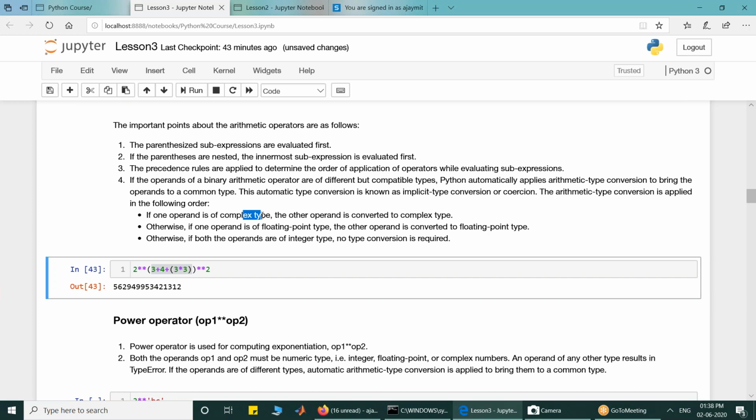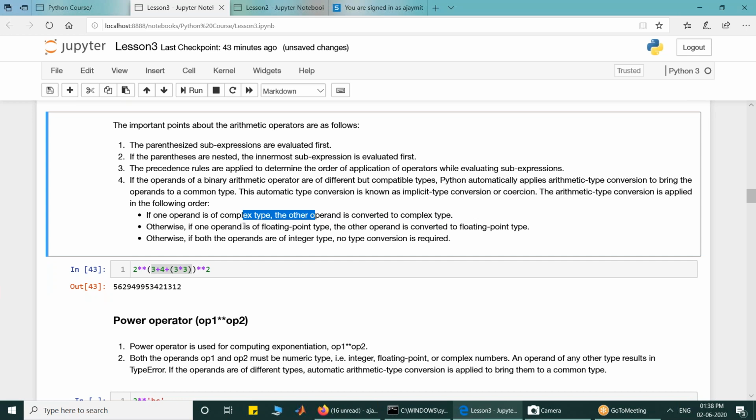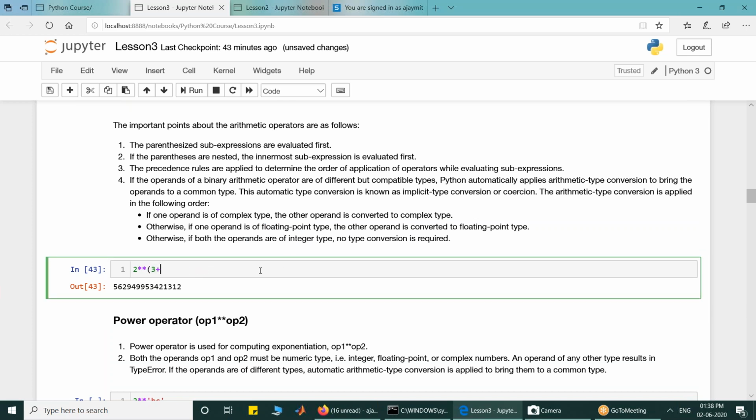If one of the operands is of complex type, the other operand is also converted to complex type, and then evaluation will be carried out. Then if one of the operands is of floating point type, the other operand will also be converted to floating point type. And if both the operands are of integer type, no conversion is applied.